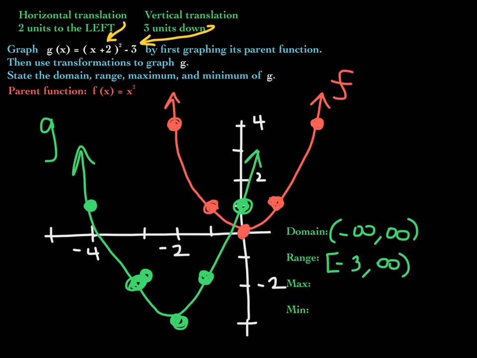Did you hear me say that? -3 is your lowest y value. That must mean your minimum is -3 because that's your lowest y value. Now this parabola keeps on going up and up forever. That means you do not have a maximum at all. Good job, guys. Let's do another couple examples of transformations.